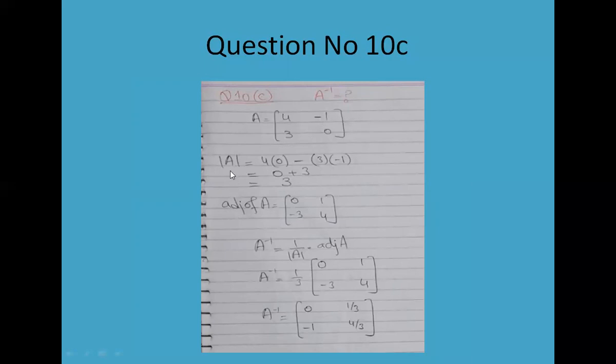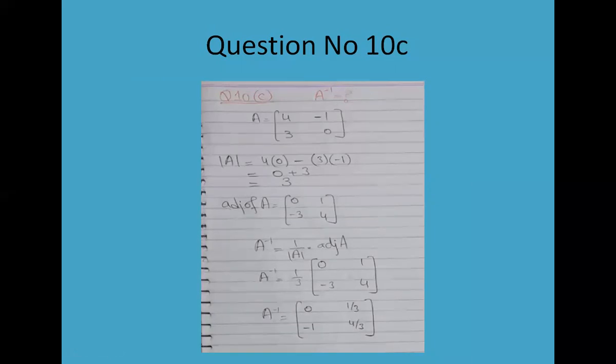First of all, this is the standard procedure. First, I will find the determinant. When you find the determinant, you multiply these two members on the diagonal with each other. Then you put a negative sign, and then you multiply these two members with each other. So you will have 4 into 0 minus 3 into -1. It will be 0 plus 3, and that will be 3. So the determinant of A is 3.